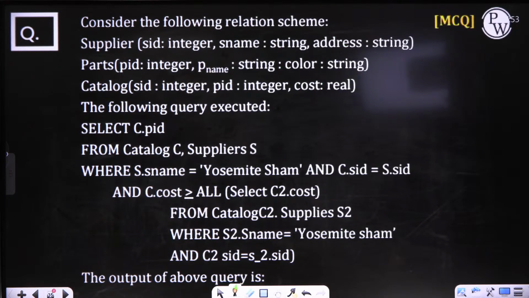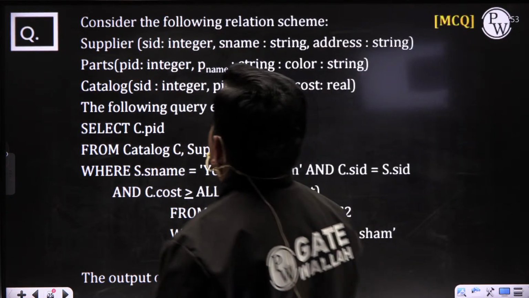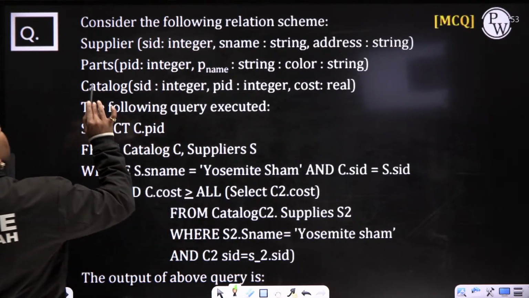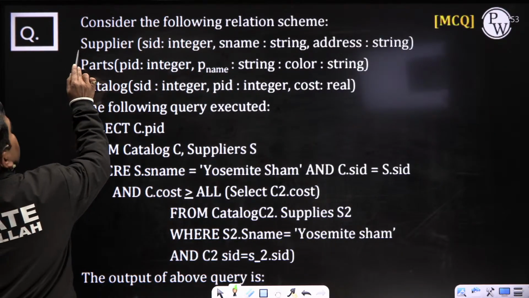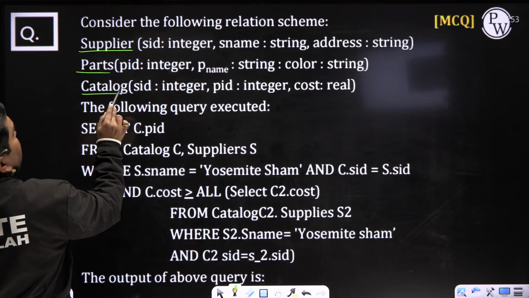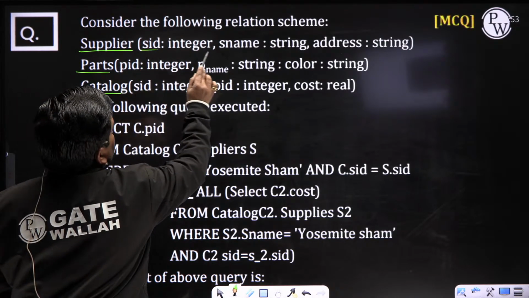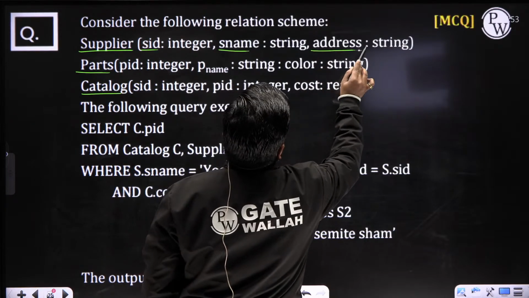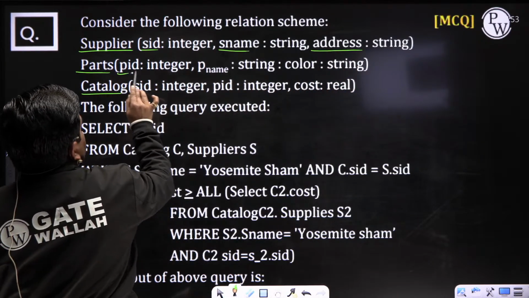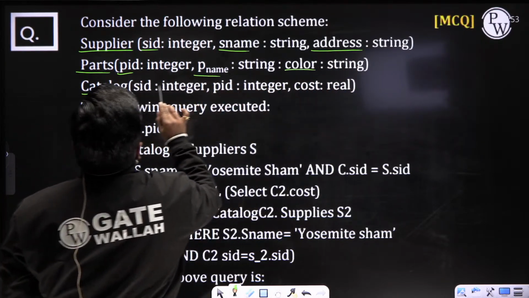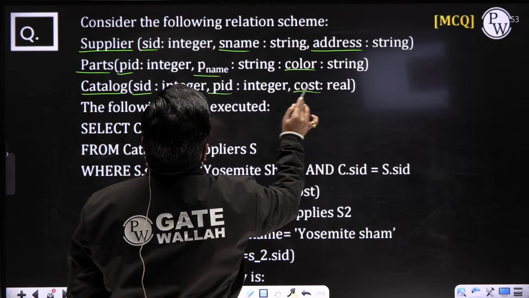Now solve this one. What is it saying? A database consists of 3 relations: supplier, parts and catalog. In supplier: SID integer, SName, address. In parts: PID, PName and color. In catalog: SID, PID and cost.